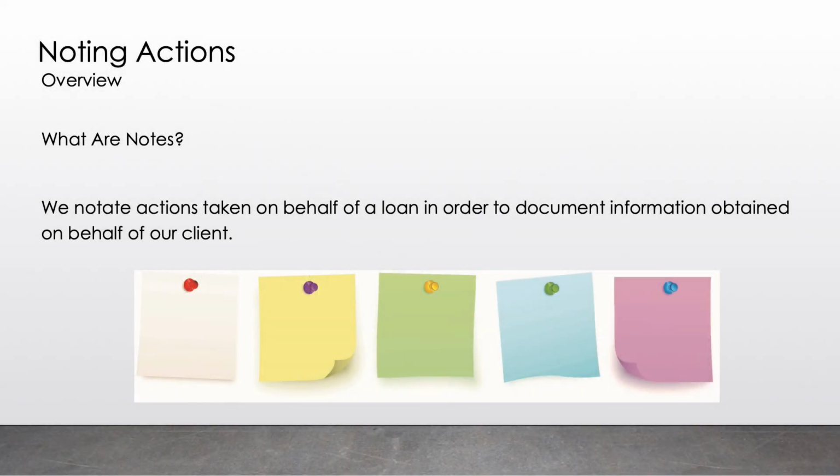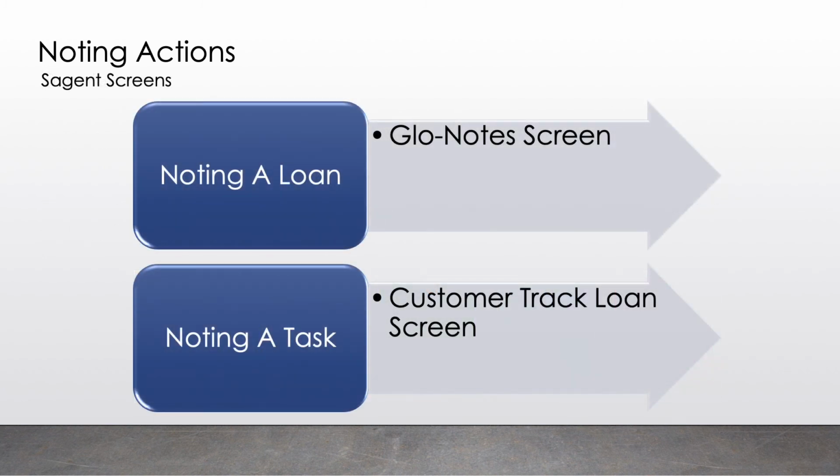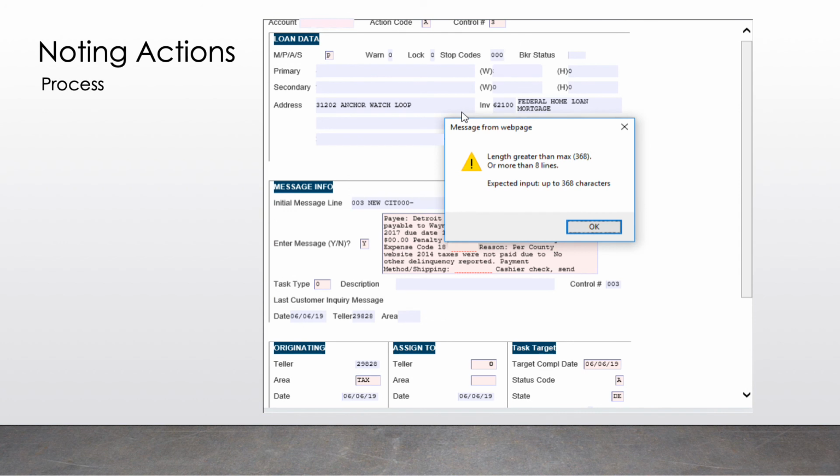The next module discussed noting actions. This slide discusses differentiating between types of notation. This Sagent screen is used for general notation, while this Sagent screen is used for noting action taken on a research task.